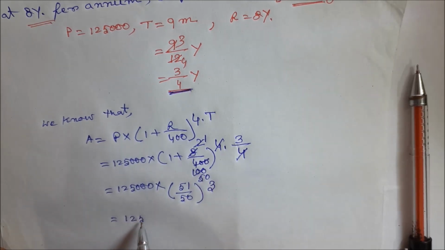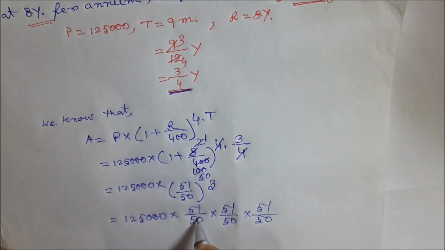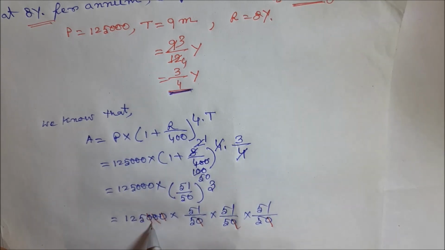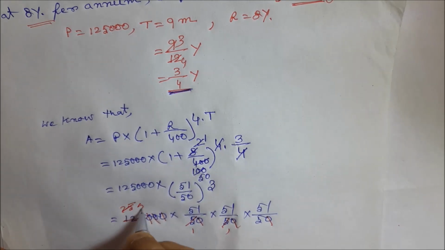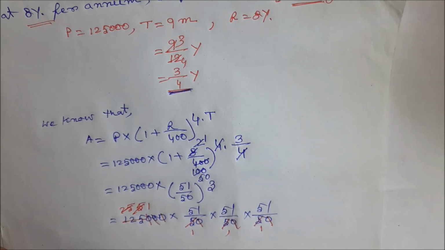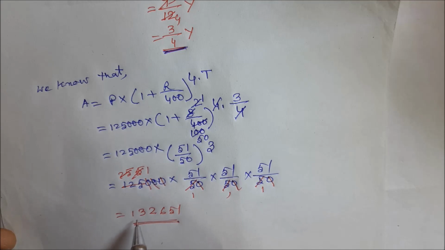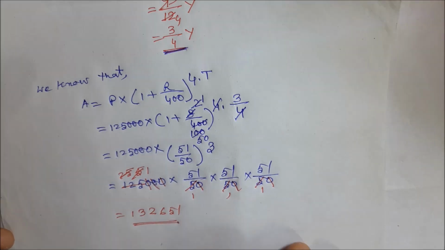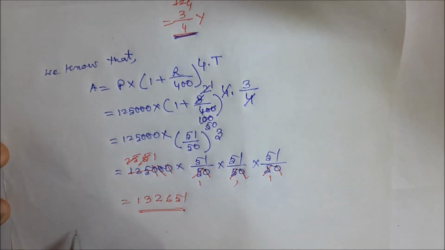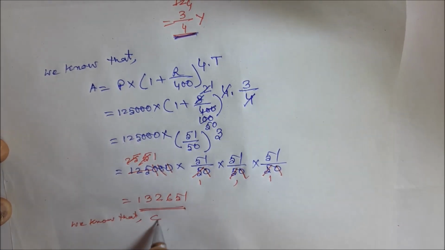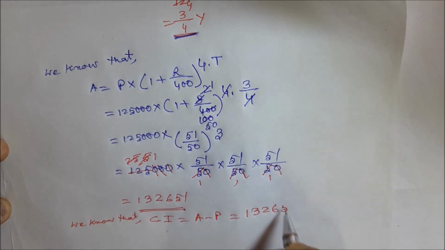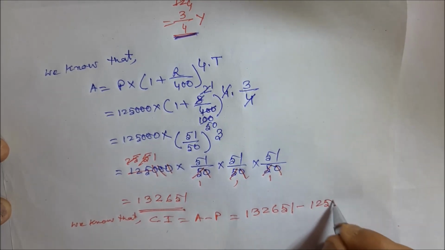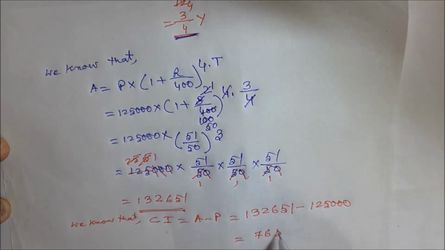Let us put it 125,000 multiplied by 51 by 50, 3 times. Eliminate right side zeros 1 by 1. Next divide it, 5 1s are, 5 25s are, 5 1s are, 5 5s are, and this 5 and this 5 will be cancelled. Now we have to multiply 51 3 times. We will get 1,32,651. Now in this question they are asking about the CI, so let us write it down. We know that CI is equal to A minus P. So what is the amount? That is 1,32,651 minus principal, that is 125,000. So it is 7651. So we have got our answer.